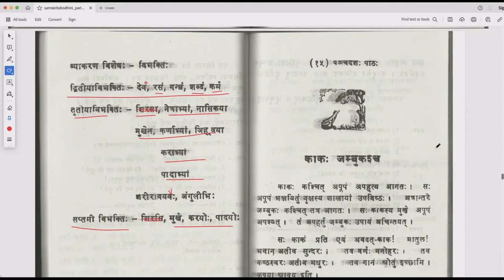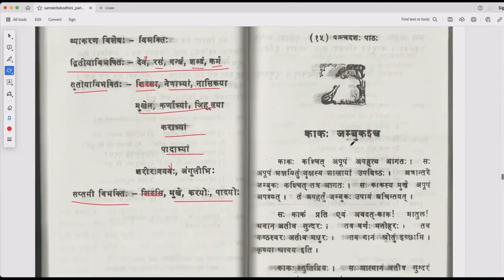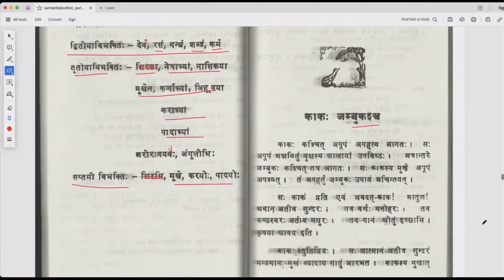Panchadasha Pathaha. Kakaha Jambukascha. So split this and tell me. Which one? Okay, this word. Jambukaha cha. Jambukaha is a jackal or a fox. Kakaha kaschit apupam apahrutya agataha. Now we are getting introduced to a lot of words, pratyayas, different types of expressions, but we won't go into each and every word for now, but we will get to it at some point. For now, if you understand the meaning of it, it's fine. And each one, we will deal with separately as a grammar lesson.